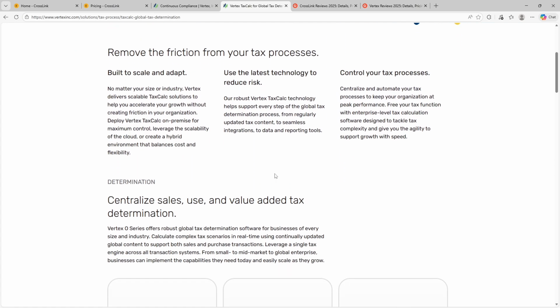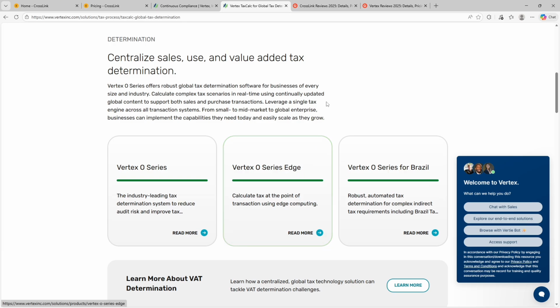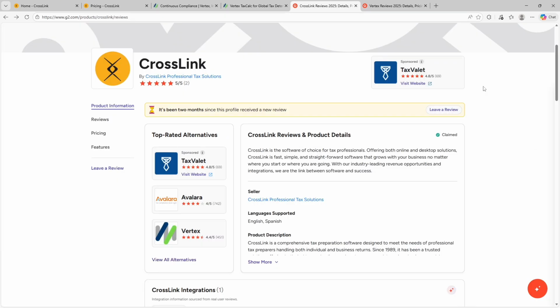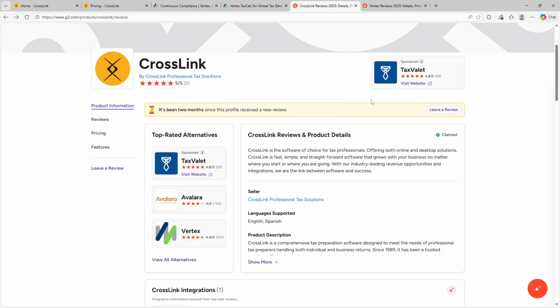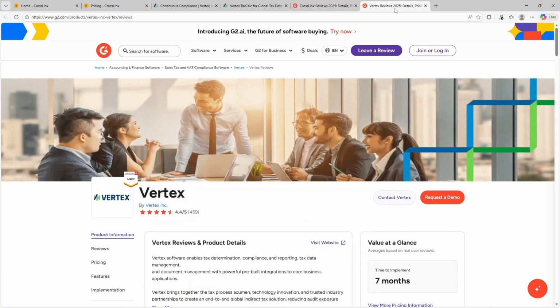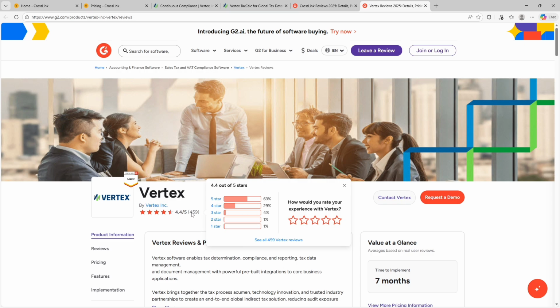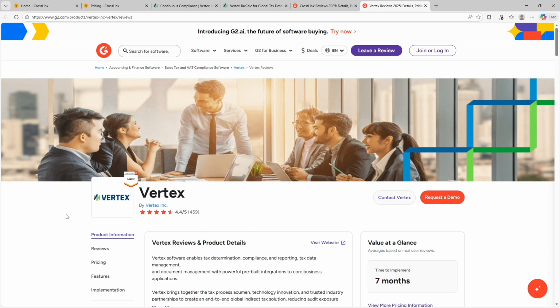Looking at user feedback, CrossLink currently holds a 5 out of 5 rating on G2, although this is based on a very small number of reviews, so it's important to treat that score cautiously. Vertex, on the other hand, has a 4.4 out of 5 rating on G2 with hundreds of reviews, which provides a more statistically reliable picture of user satisfaction. Ratings reflect strong performance, balanced against the learning curve and enterprise pricing.